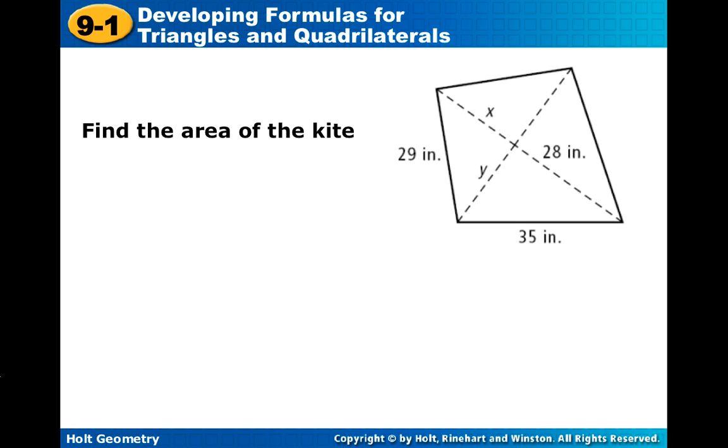Pythagorean theorem again. 21 and X as the legs, 29 is the hypotenuse. What is X? 21 squared plus X squared equals 29 squared. X is 20. So if that's 20 and 28, this other diagonal is 48.